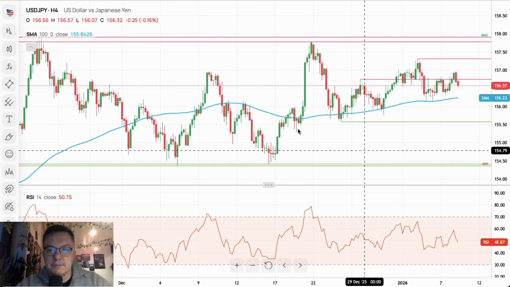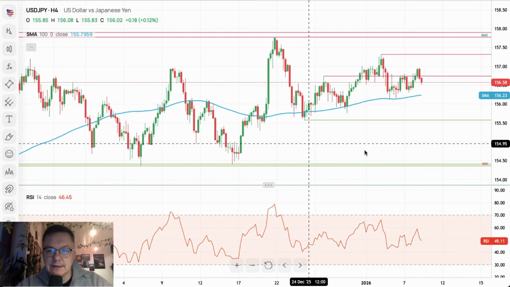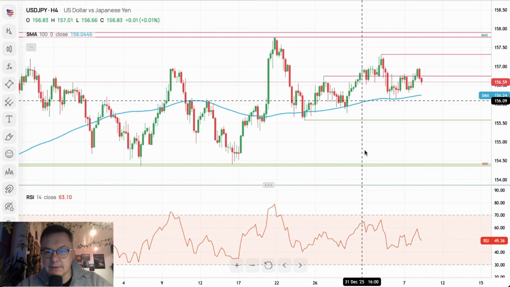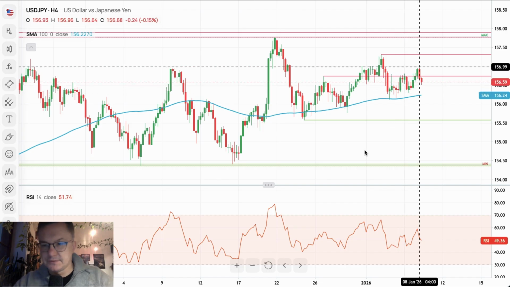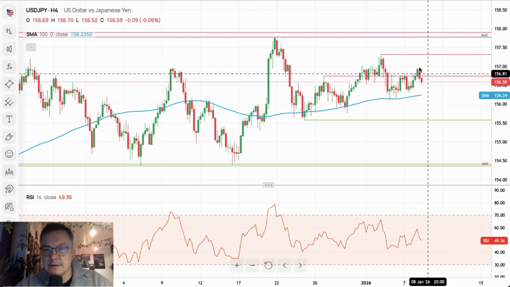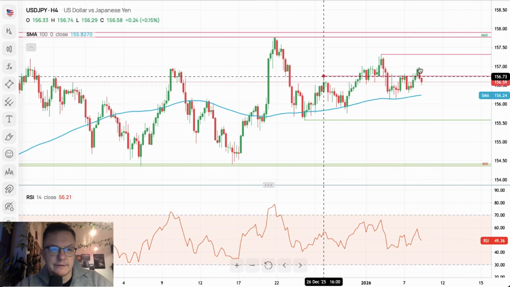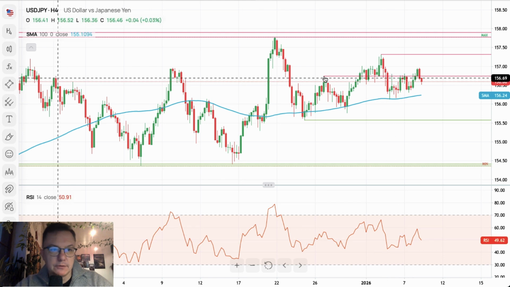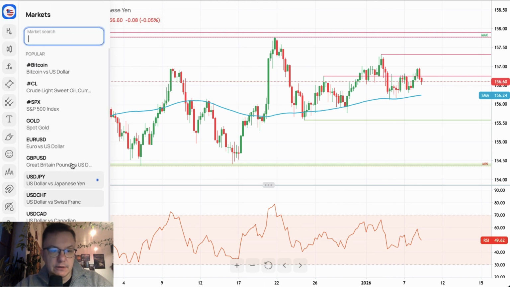US dollar versus the Japanese yen actually doesn't do much. Yet again, we bounced from the 100 periods moving average, but the bounce was very shallow as the market keeps moving around the level of 156.74. So basically there is nothing new on this chart, including the momentum. Not much is going on here.